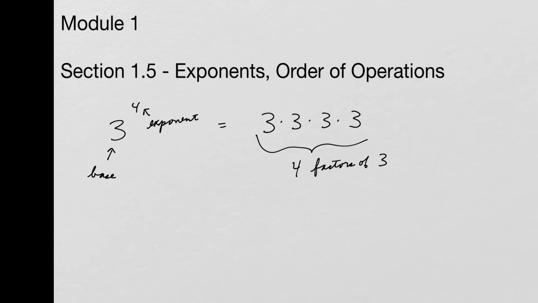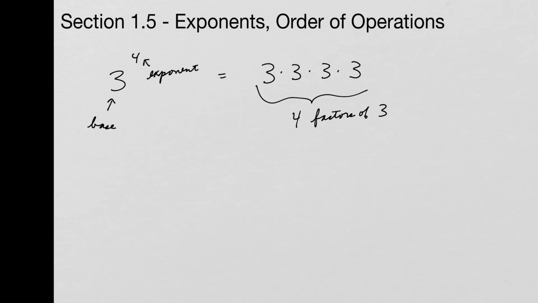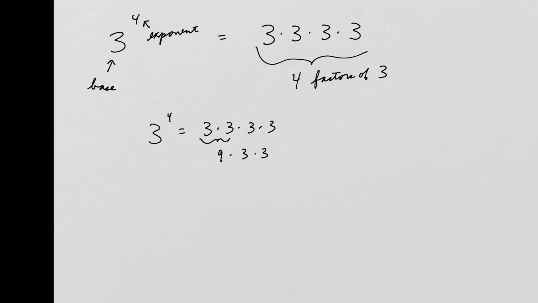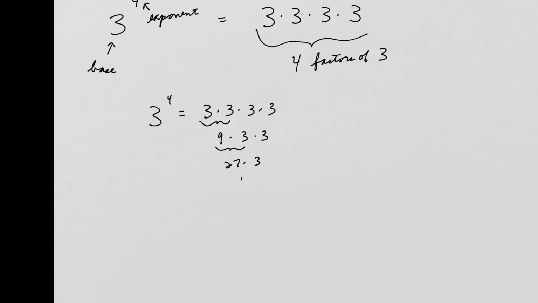And of course, you could work this out, right? We could say 3 to the 4th is 3 times 3 times 3 times 3. So this is going to be 9. And then if I do 9 times 3, that's 27. And then finally, 27 times 3 is 81. So 3 to the 4th, we could expand it out, and it's just equal to 81.